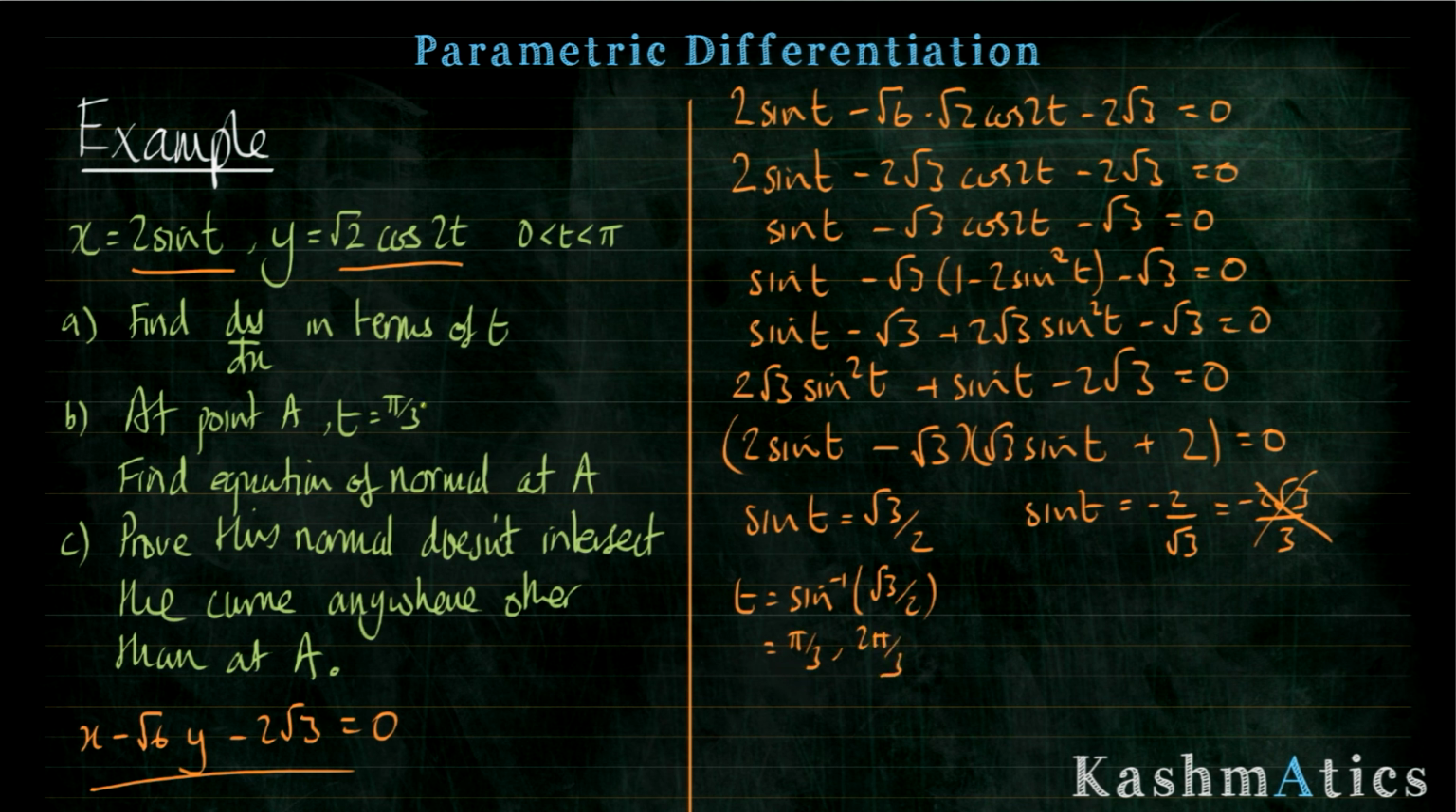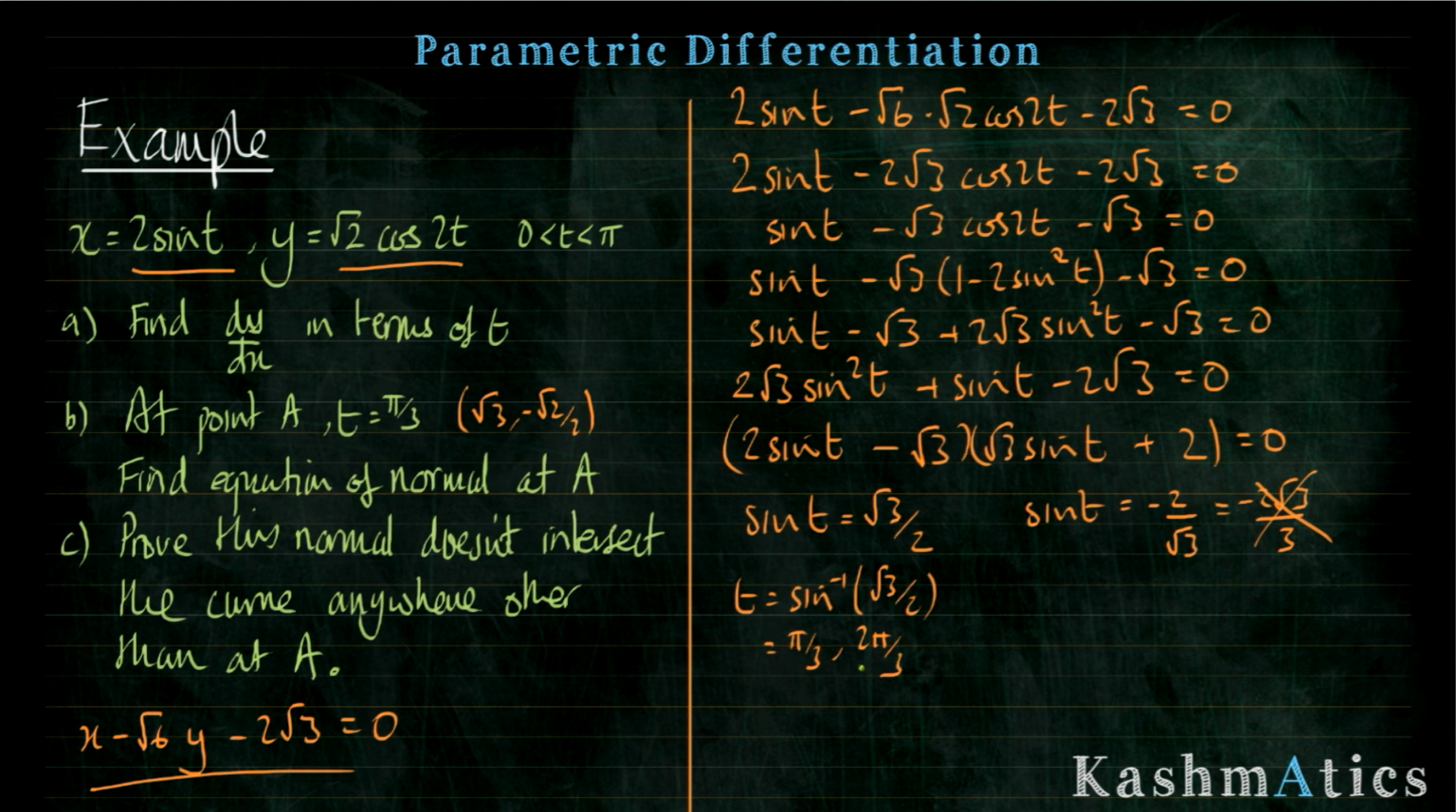Now pi over 3 is one of my values for t anyway, and 2 pi over 3, I'm going to plug that in to see what values of x and y I get. And if I get the same values of x and y, that means it's actually the same point. Now when I was working out part B, the coordinates I got for the point A, if you rewind the video, you'll see were actually root 3, and it was minus root 2 over 2. That was when I had pi over 3.